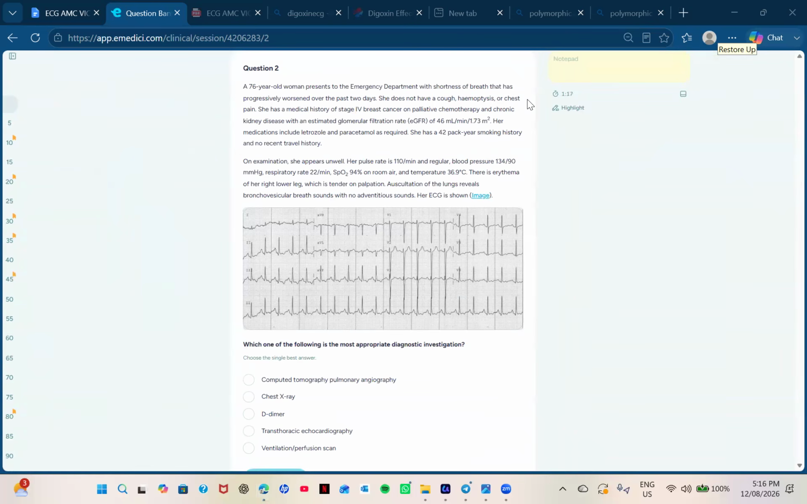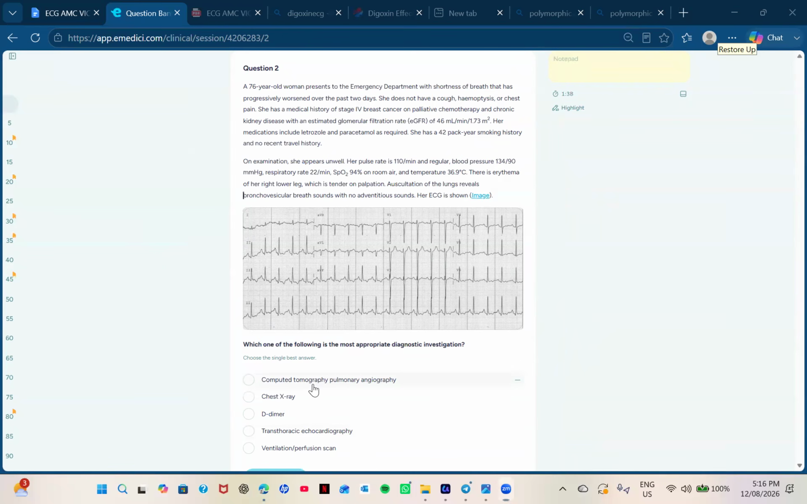Okay, so what do you think? What is the answer? It's a pulmonary embolism case. Can you see what they have given in here? Okay, what is the answer? Quickly, quickly answer. You don't have much time. Quickly answer, doctors.